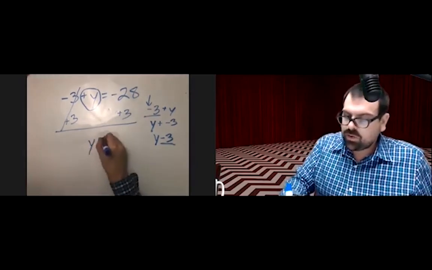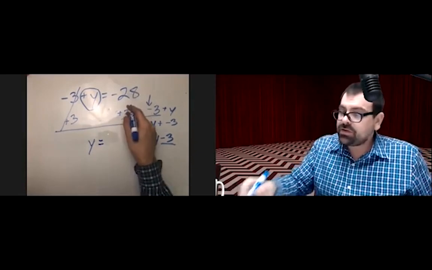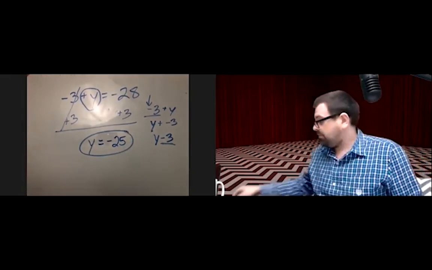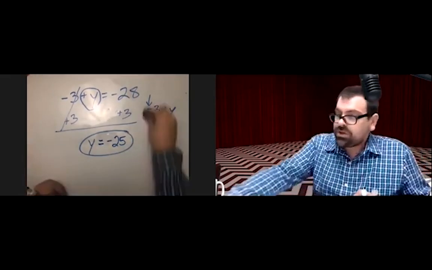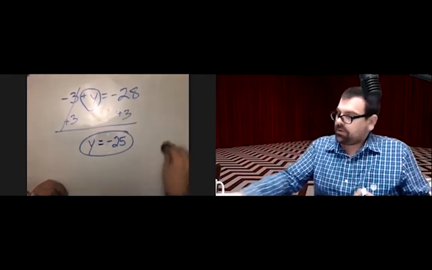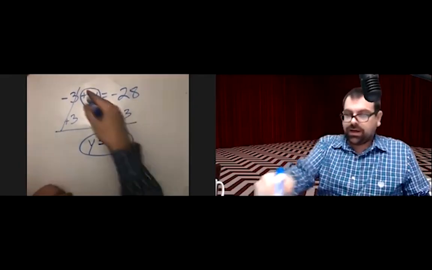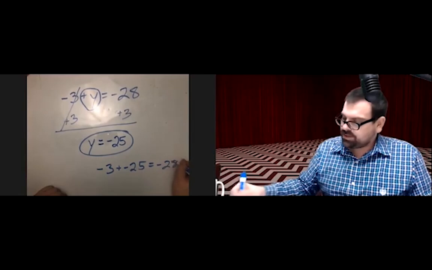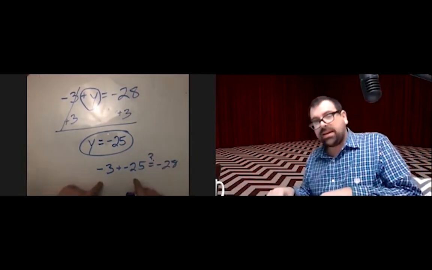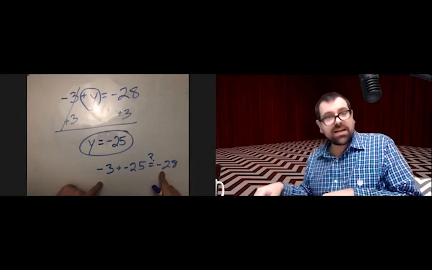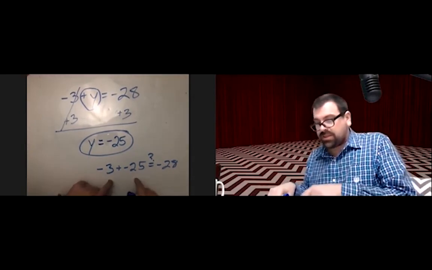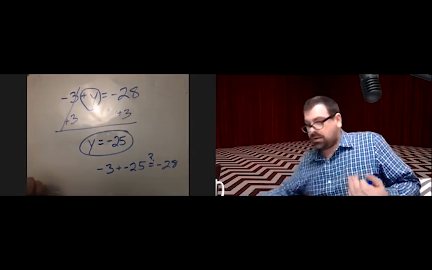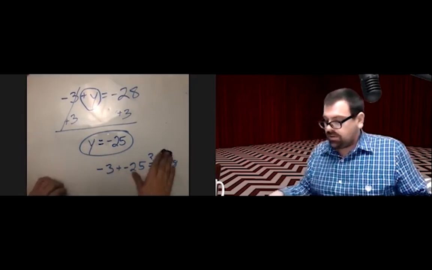That just leaves us with our y on the left, -28 plus 3 is -25. And you could always check your answer, remember. You can go back, plug it in. Hey, -3 plus -25, is that -28? Sure is. Adding two numbers with the same sign, we give the same sign. We would add the absolute values together. 3 plus 25 is 28, -28. It does check. That would be right.